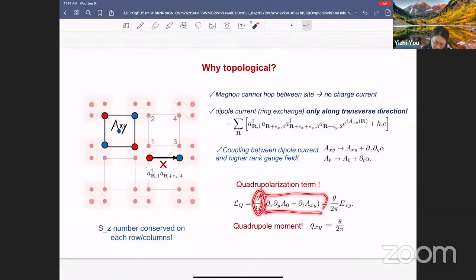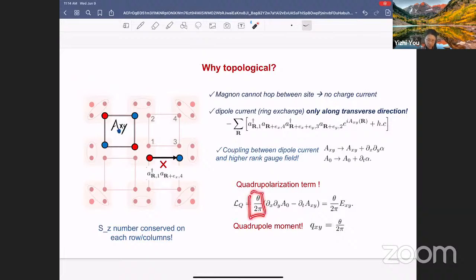And the coefficient in front is what we call the quadrupole moment, which couples with something like a higher rank electromagnetic field. This is the only term that is allowed at the tadpole order. However, here we are not just seeking any type of linear response. We're looking for any linear response which can be quantized or whose coefficient only takes discrete values, because what we want is a topological response.